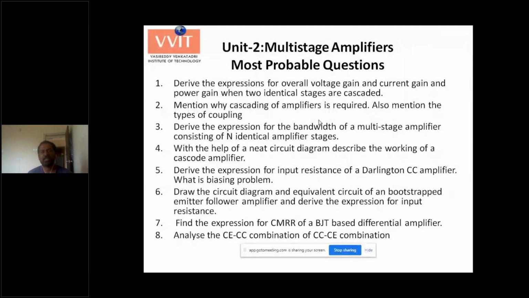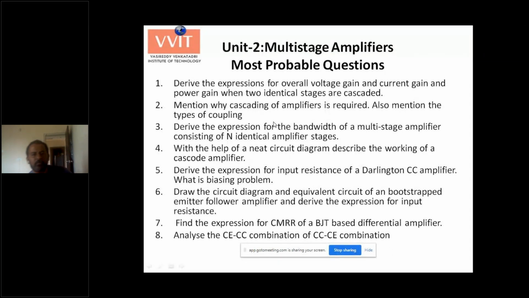Now the second chapter is multi-stage amplifiers. Here we have to do a multi-stage analysis for both low frequency as well as high frequency. Most of the time we confine to low frequency analysis. At times we also go for high frequency analysis. There are so many topics. I have taken only those topics which appear frequently in exams. There are some other topics beyond this.